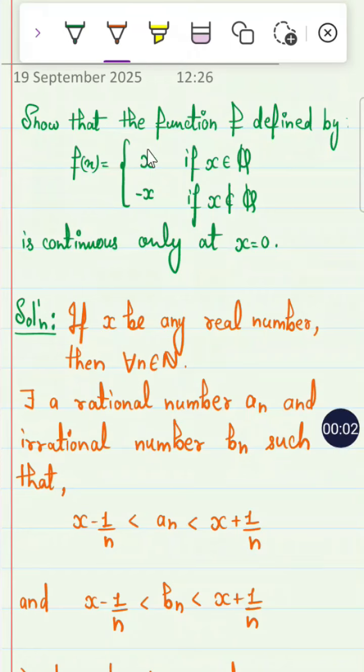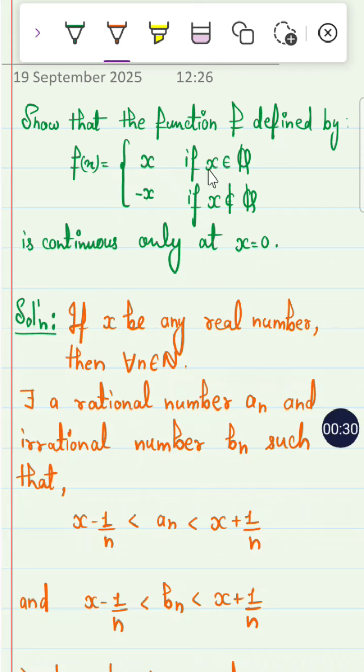Today we have discussed the function f(x), which is equal to x if x is a rational number, and if x is an irrational number, then the function's value is minus x. We have to prove that this function is continuous only at x equals 0, otherwise not at any other value of x, like x equals 1, x equals 2, and so on. There exists no continuity of the function at any other values of x.